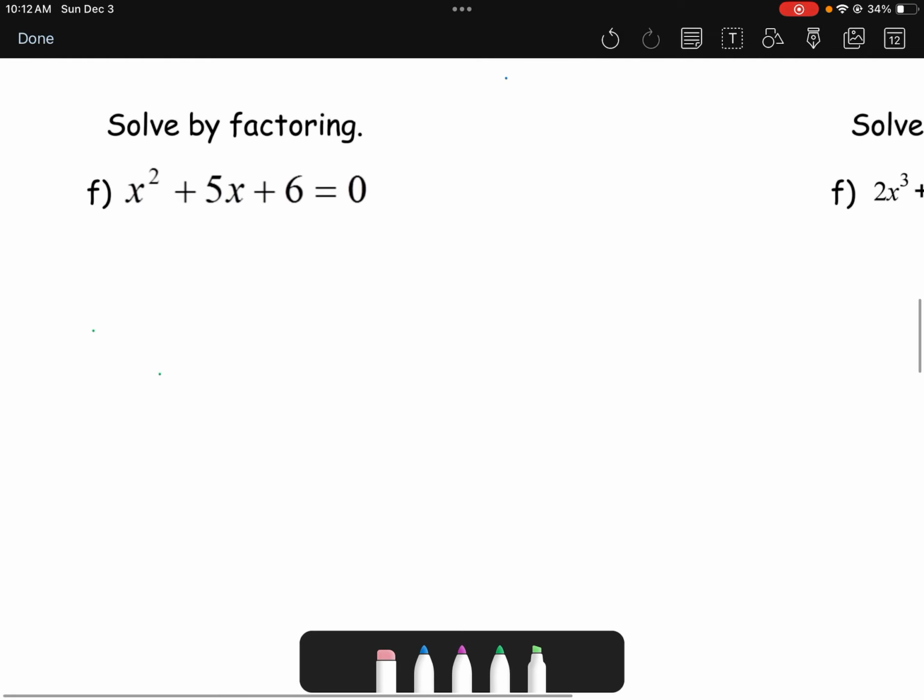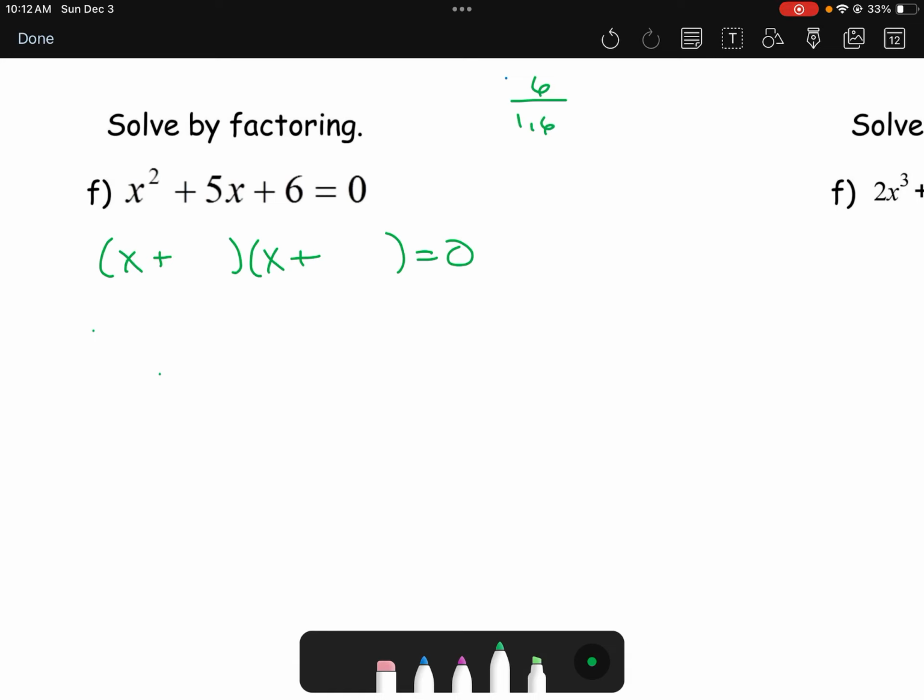Okay, so again, we're going to solve. I notice my c is positive and my b is positive, so that's x plus, x plus. Factors of 6, well, we just got 1 and 6 and 2 and 3. So I need factors of 6 that when I add give me 5. Well, that's going to be 2 and 3. Again, the signs are the same here, so it doesn't matter if I go 2, 3 or 3, 2. Now that I have it factored, I can use that zero product property and set them each equal to 0.